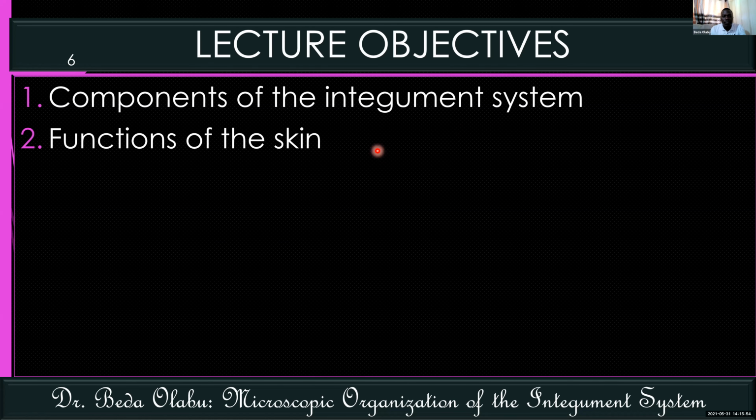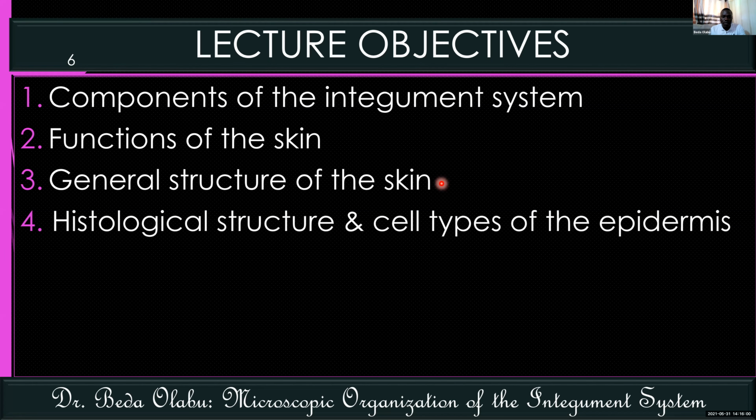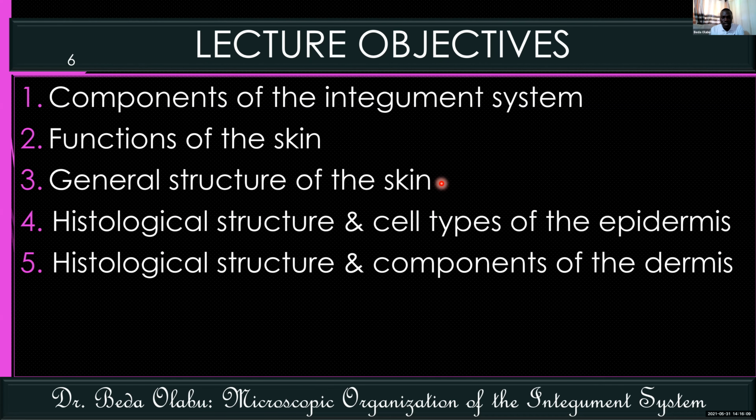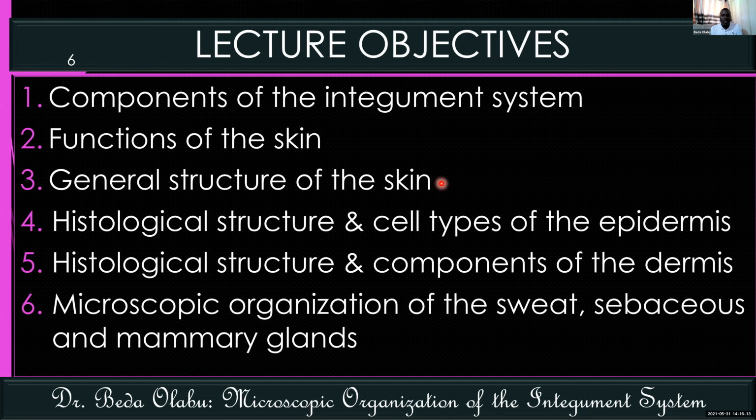Okay, apart from functions of the skin, we look at the general structure of the skin. We look at histological structure and cell types of the epidermis. We look at the histological structures and components of the epidermis. And finally, we look at the organization of some glands which are found in the integument system, namely sweat glands, sebaceous glands, and mammary glands.